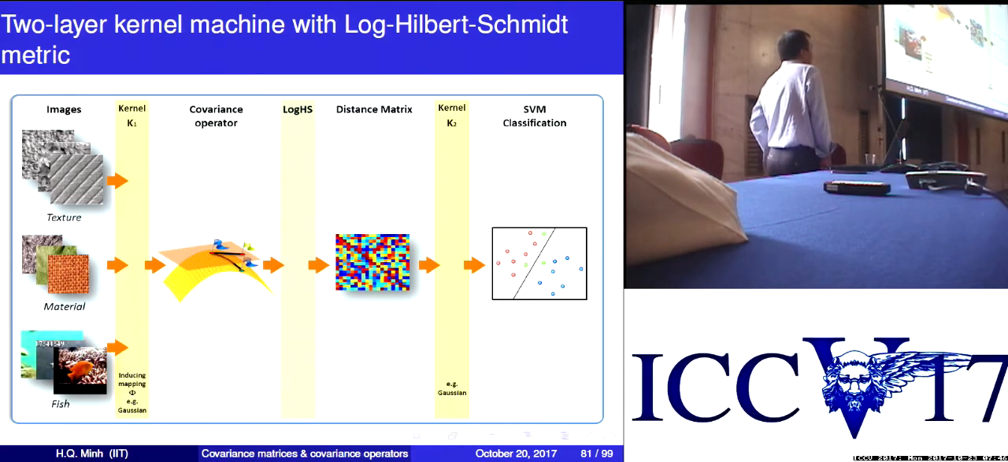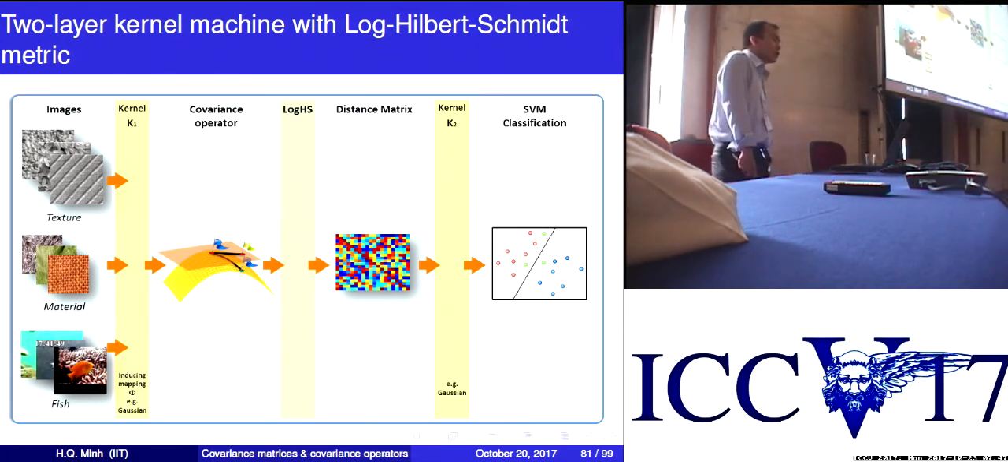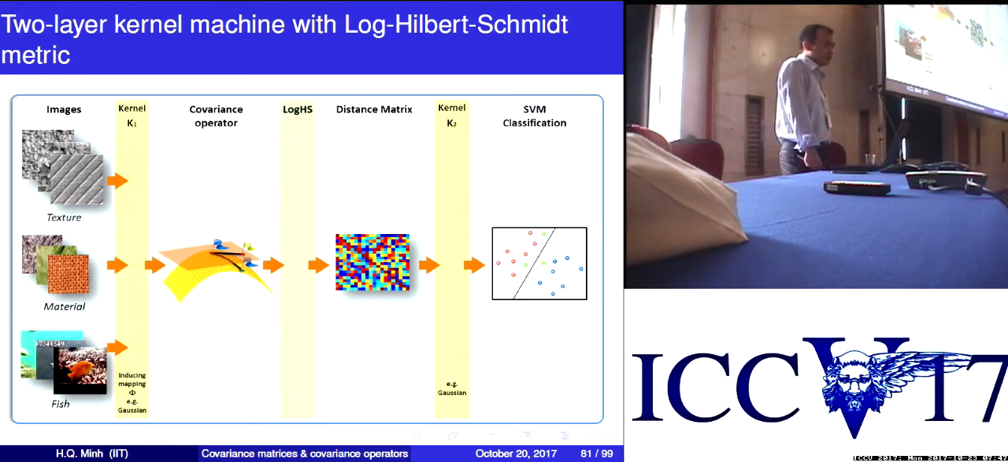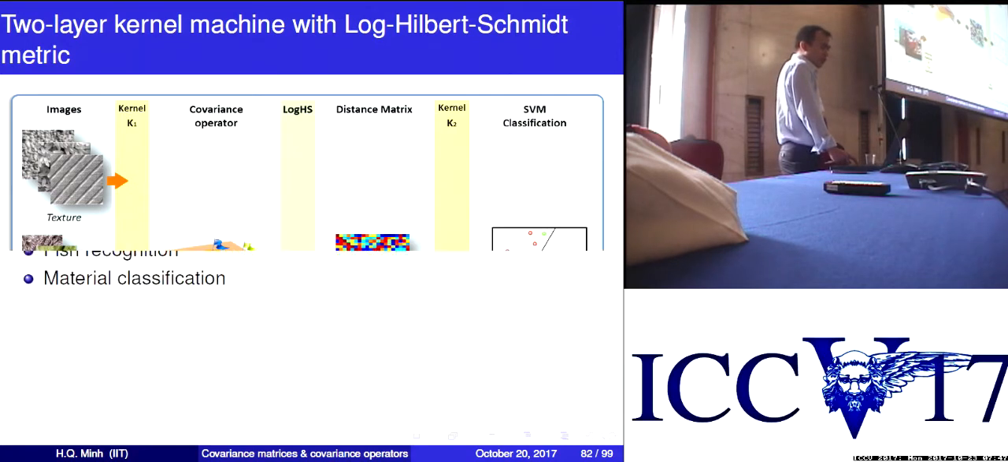So for the task of image classification, we start with the image, and then we apply a kernel K1. This implicitly defines a covariance operator, and we can compute the HS inner product or distance between these covariance operators. So we obtain a distance matrix, and on top of that, we can define a kernel K2. And then we can apply any kernel method, for example, SVM classification. So we have a two-layer kernel machine. This is highly nonlinear, so let's see how it performs compared to the finite dimensional setting.